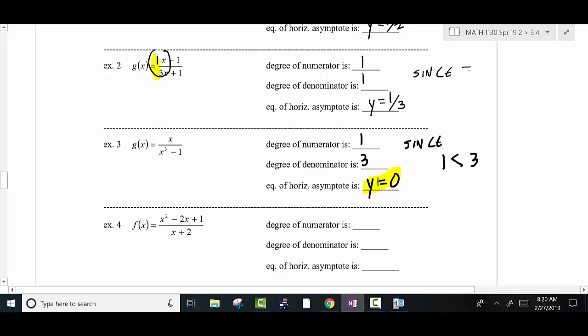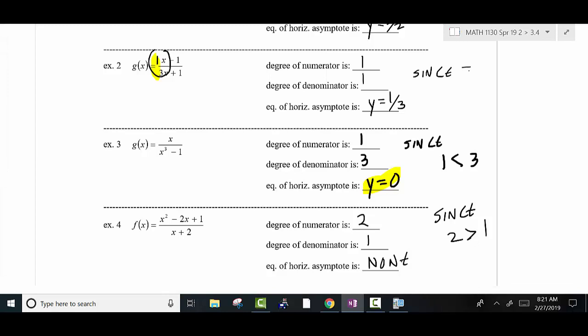And then the last one on this page, the degree of the numerator is 2, the degree of the denominator is 1. Since 2 is greater than 1, we said that there isn't one. Those are the 3 things that can happen. Now, we're not going to worry about the oblique asymptote yet. We'll get into how you do that in just a minute. So there are 3 rules. Once you get those down, you can do this in your head just like that.